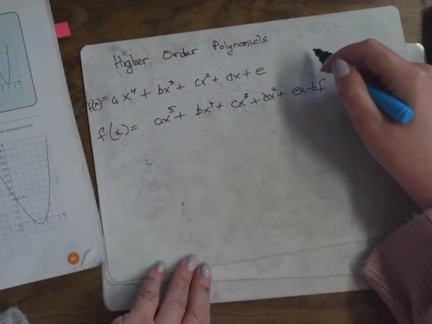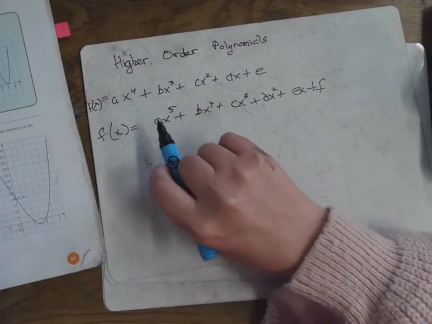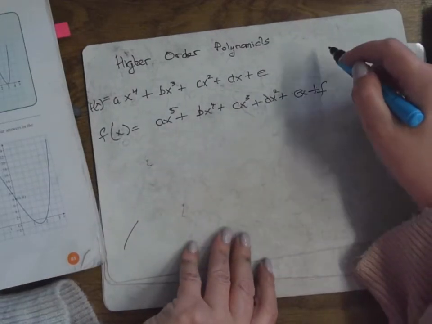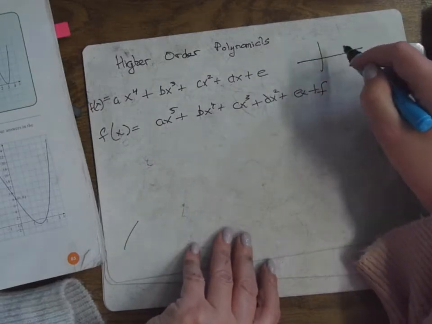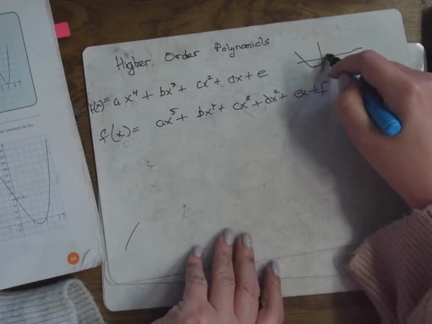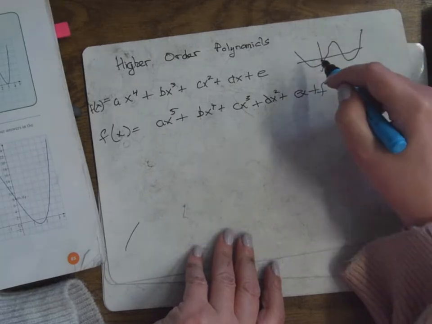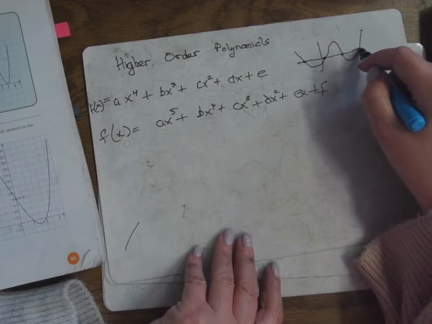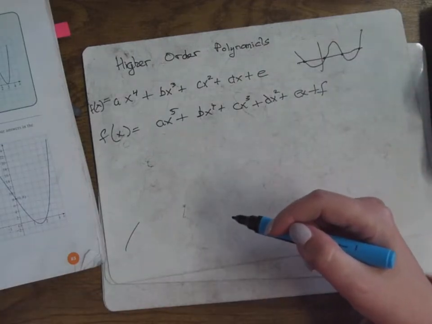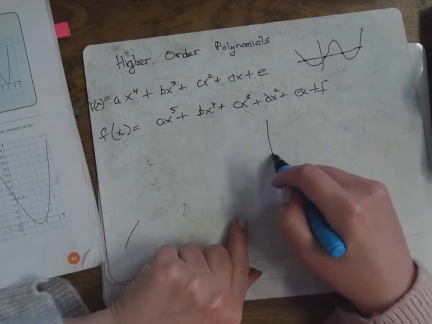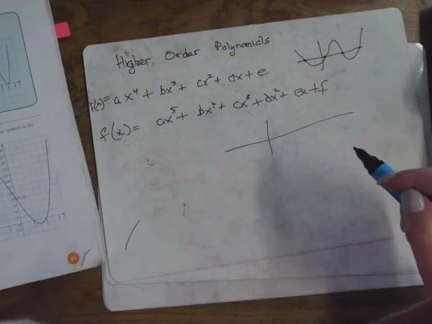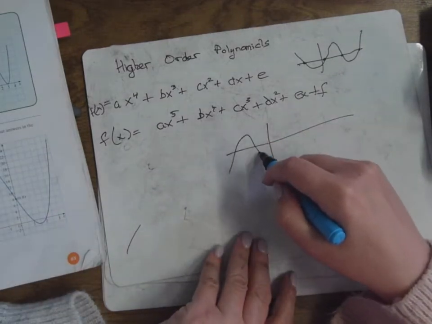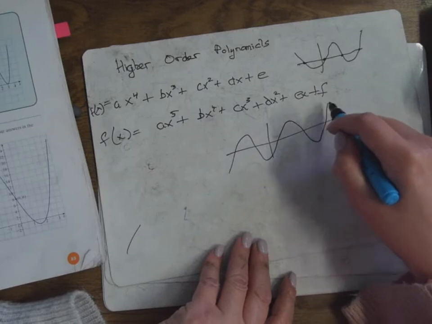So if it's an x to the power of 4 term, how many solutions is there? 4 solutions, so that means it crosses the x-axis 4 times. So it might look something like 1, 2, 3, 4. See that? There's a solution, a solution, a solution, and a solution. X to the power of 5 means it's going to cross the x-axis how many times? 5 times, because there's 5 solutions. So crosses once, crosses twice, crosses 3, crosses 4, crosses 5.